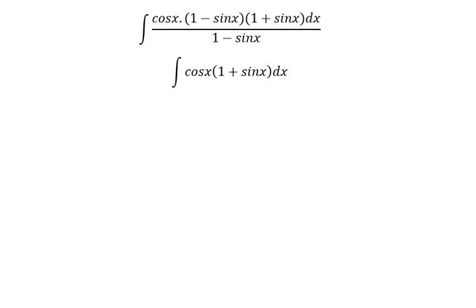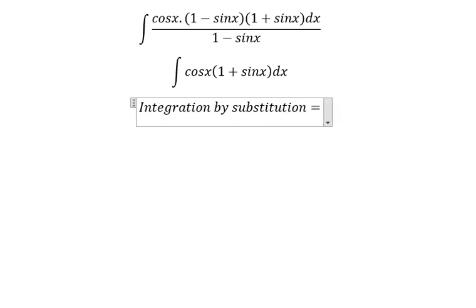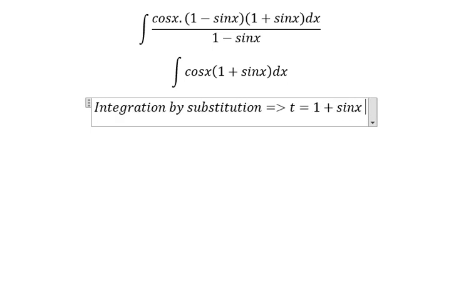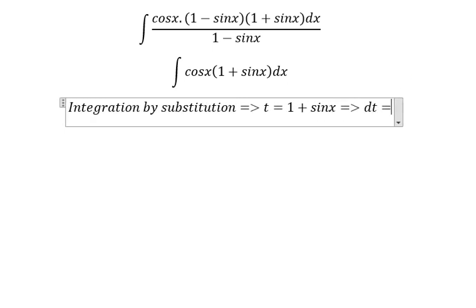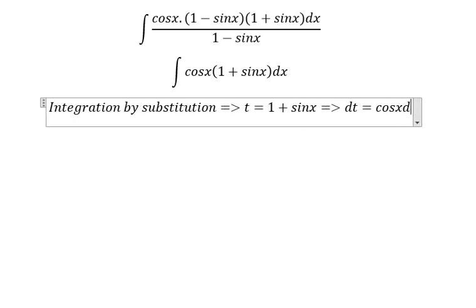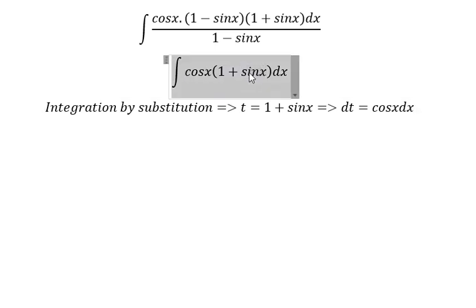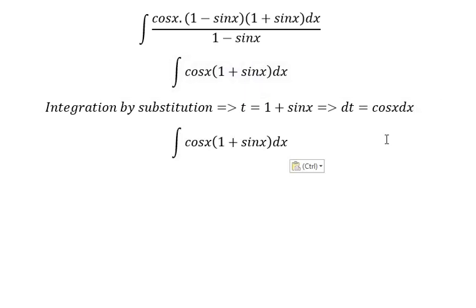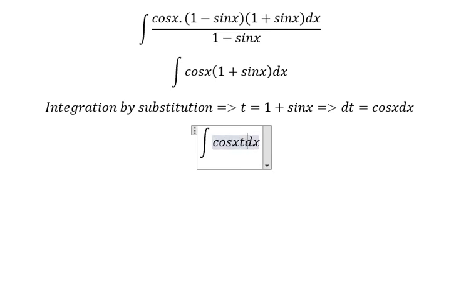Next, we need to use integration by substitution. So we will say t equal to 1 plus sine x, dt equal to cosine x dx. 1 plus sine x we change for t. Cosine x dx we change for dt.